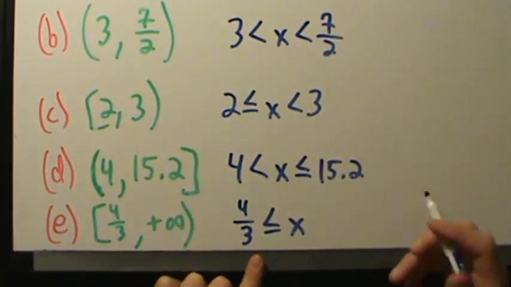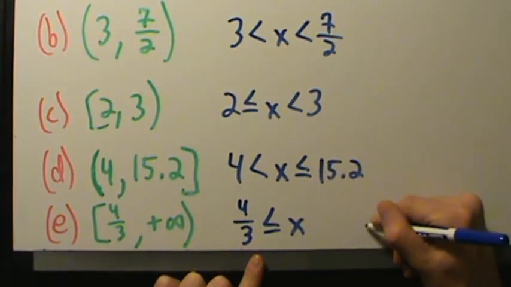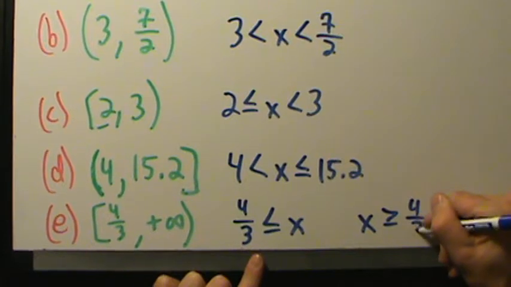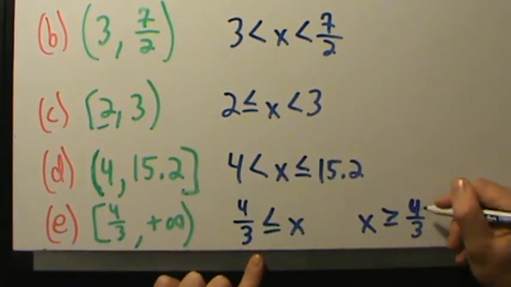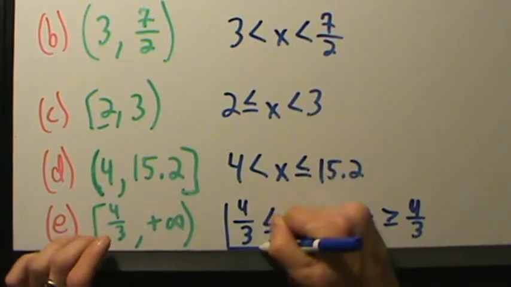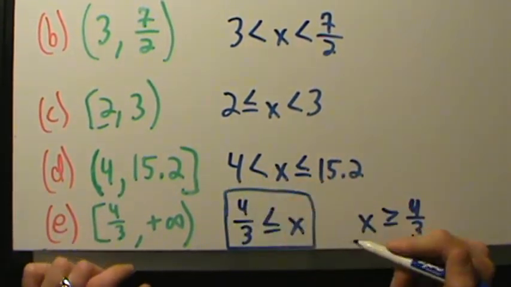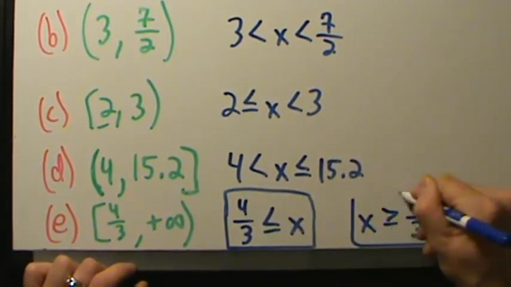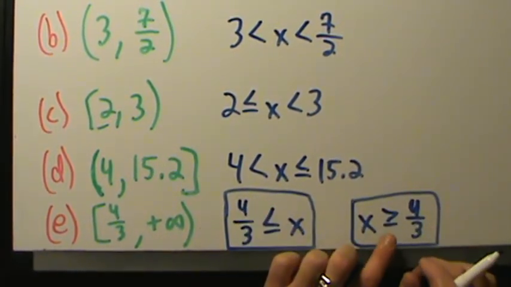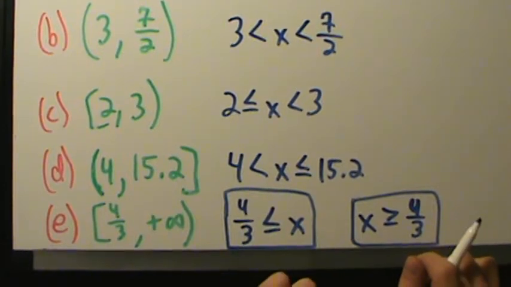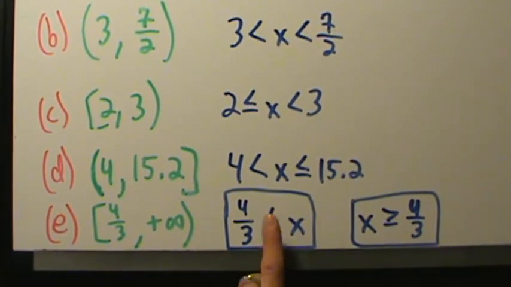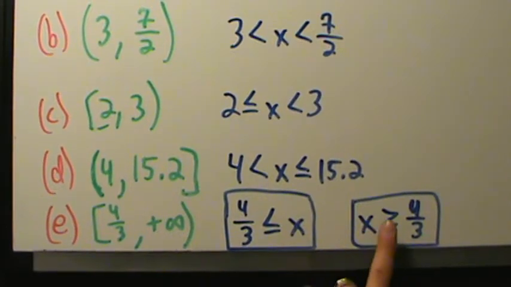Or if you really want to, you could say this instead. You could say x greater than or equal to 4/3. Okay. And it is sort of more common to write the variable first, so you could answer like this. But this right here is 100% correct, absolutely nothing wrong with it. Or you could answer it like this. Okay. Either one is fine. Just be very careful that you get the inequality sign the right way. So 4/3 less than or equal to x is the same thing as saying x is greater than or equal to 4/3.